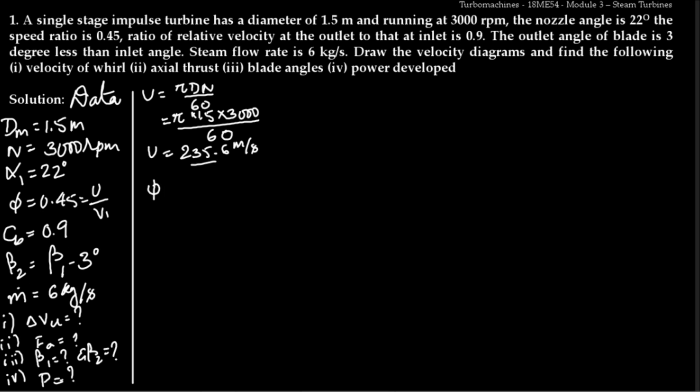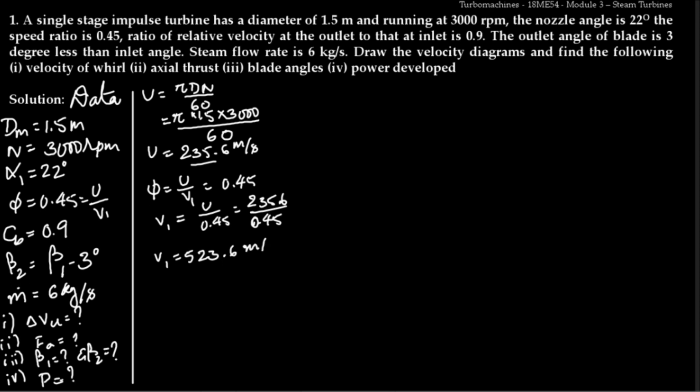Once I know the value of u, I can easily calculate the value of v1. I know that phi is given by u by v1, and for this problem it is given as 0.45. So I need v1, which will be equal to u divided by 0.45, which is 235.6 divided by 0.45. If we calculate, we get the value of v1 as 523.6 meter per second. Remember, the units are very important. So in each and every step, write the units.